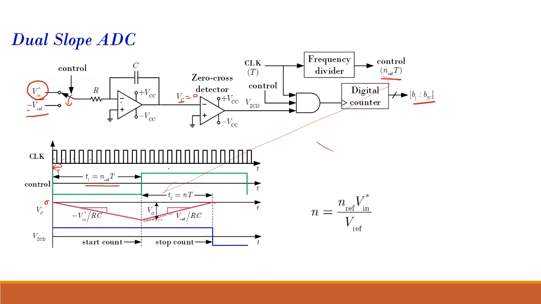So what I do is I will count these number of pulses. How far it has fallen depends upon the magnitude of the input voltage which was applied. Once it reaches 0, I will tell the counter to stop counting and note down how much N it has taken. So this N is my digital equivalent of my V input, and it is given by N ref into V in star upon V ref.